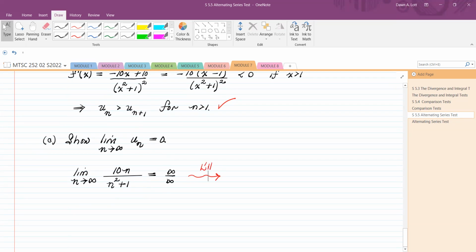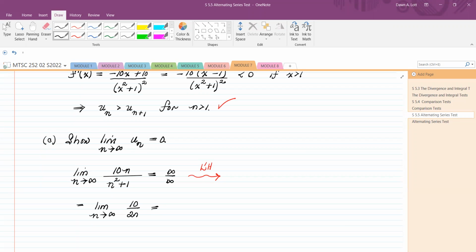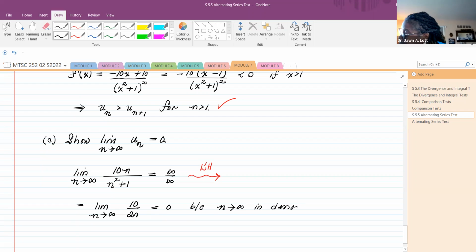So it would be 10 over 2n. Good. What's that limit? Isn't it 0? Mm-hmm. Because the bottom is getting bigger and goes to infinity in the denominator.